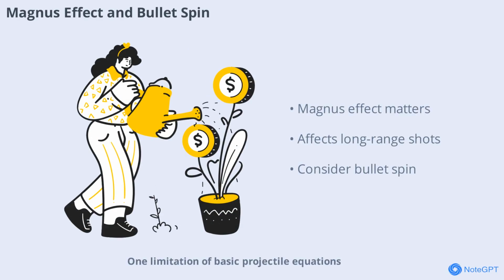One limitation of basic projectile equations is that they ignore the Magnus effect, which is caused by bullet spin. This effect can alter the trajectory, especially over long distances. Forensic experts must consider these factors when analyzing cases involving rifles or other spinning projectiles.